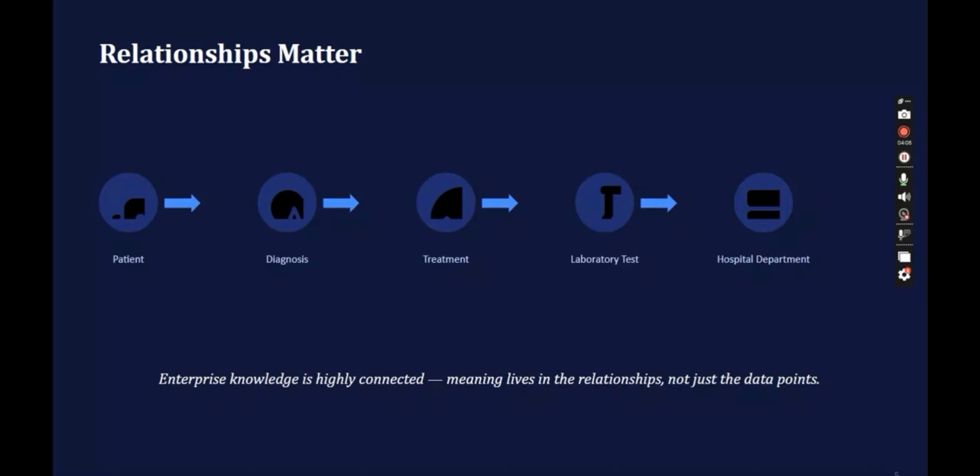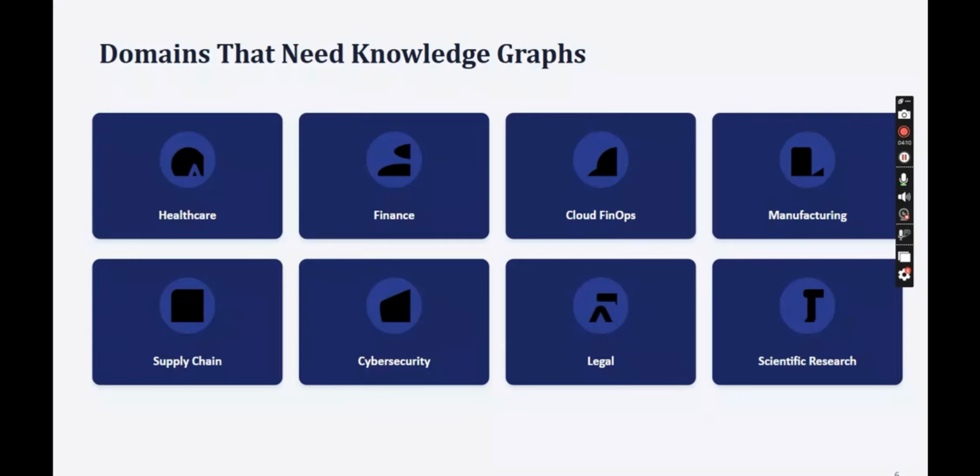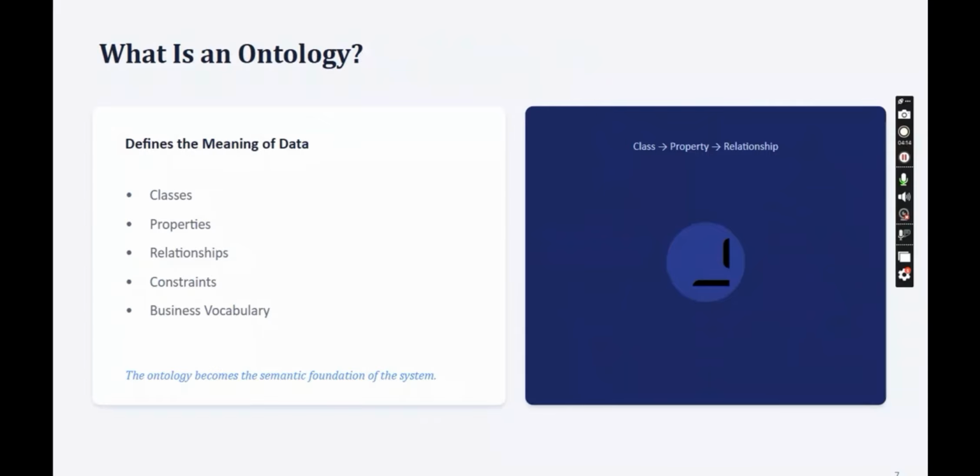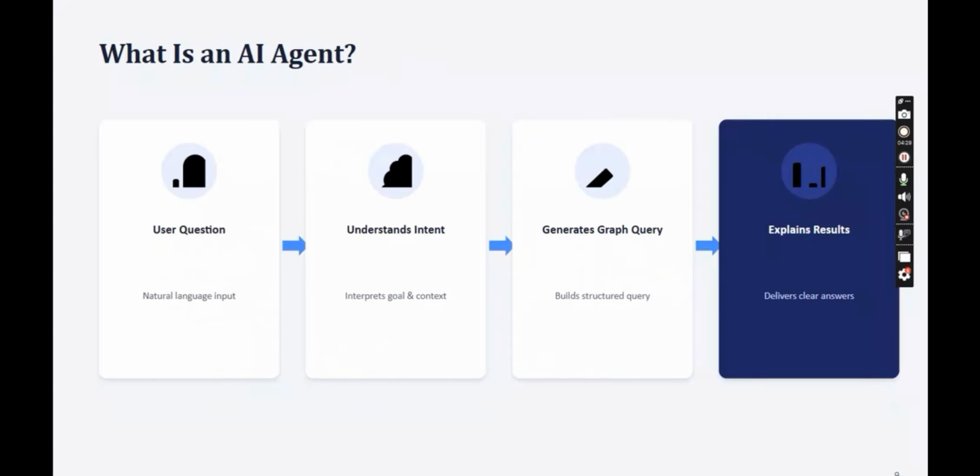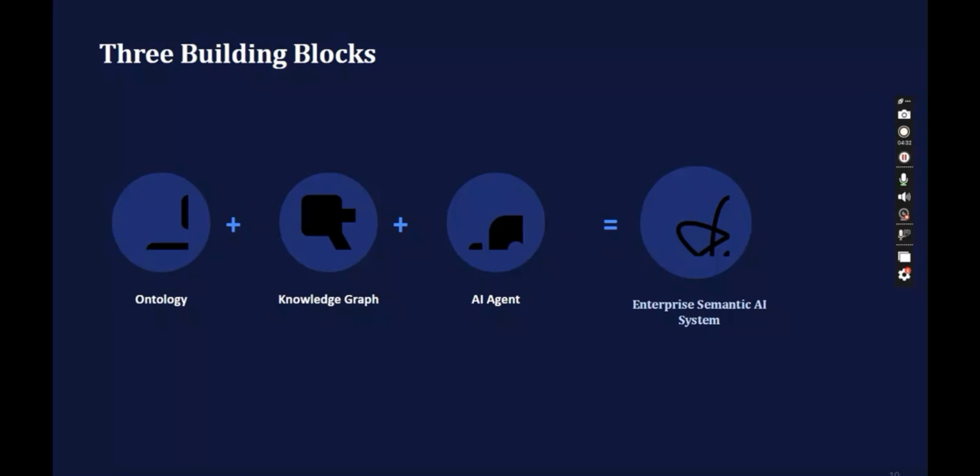So here is a very common question. Why did I not simply use a vector database? The answer is very simple. Vector databases are excellent for semantic similarity. Knowledge graphs are excellent for relationships.